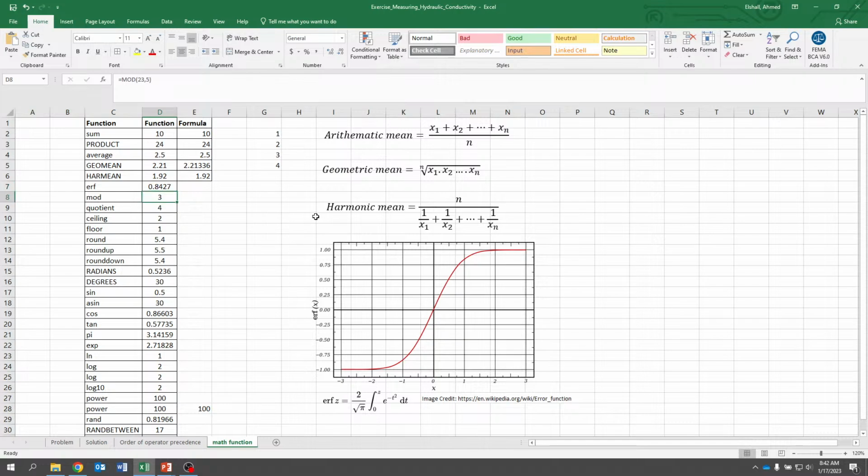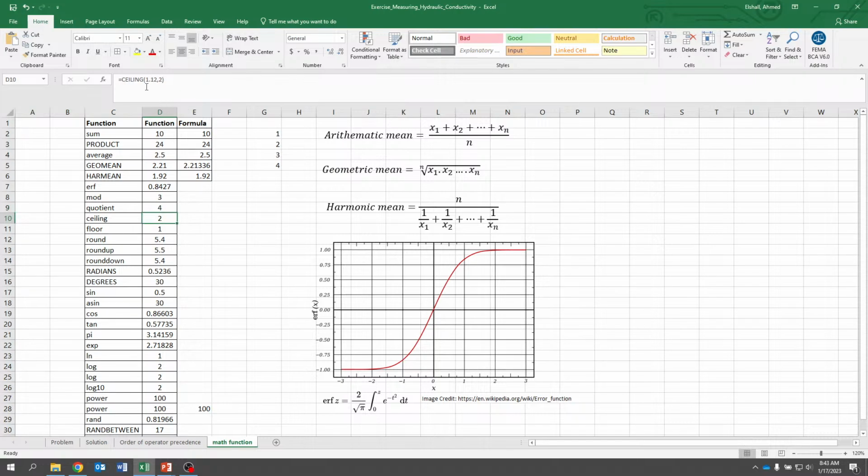You can take the remainder. For example, if I want to divide 23 by 5, what's the remainder? The remainder would be 3. I can take the quotient as the opposite. If I want to divide 23 by 5, what is the integer that I get? Ignore all the decimals and give me the integer. So the integer here will be 4.